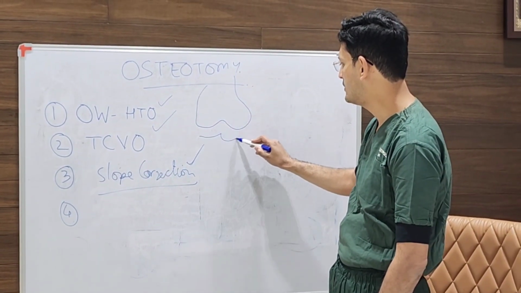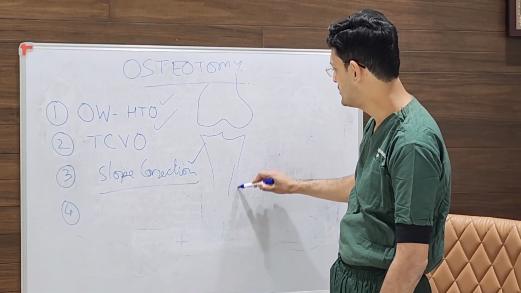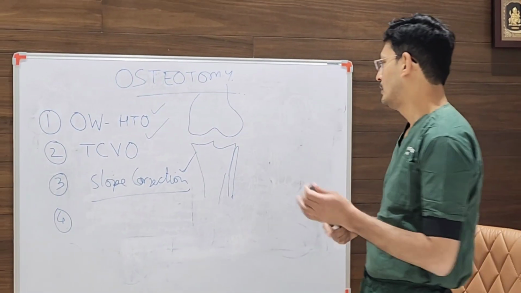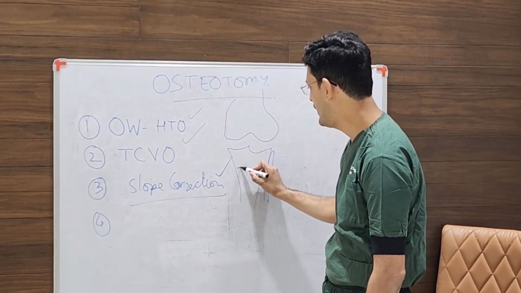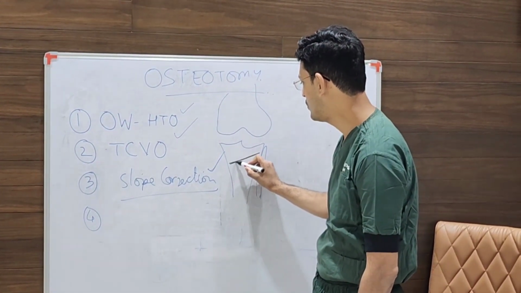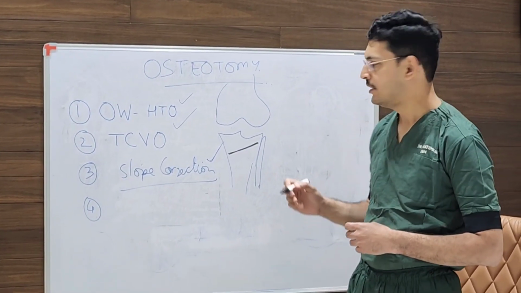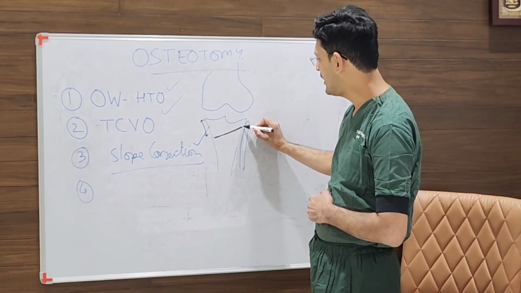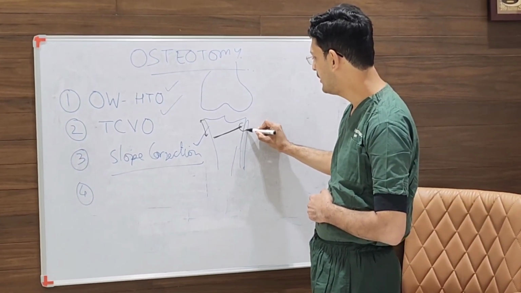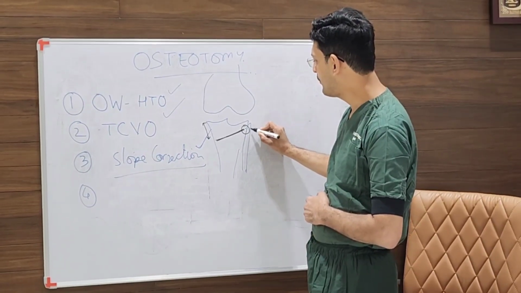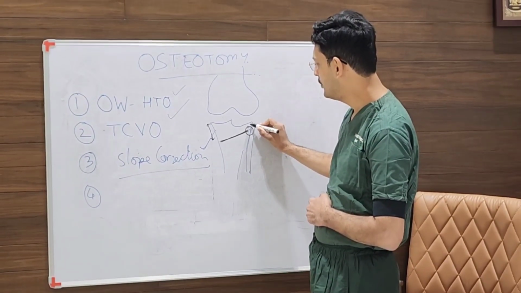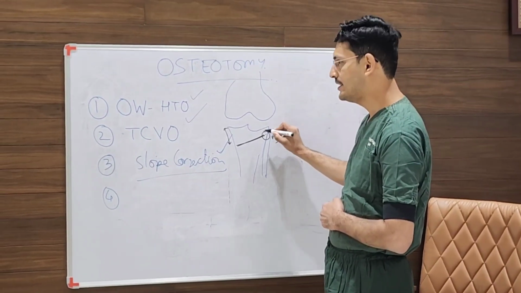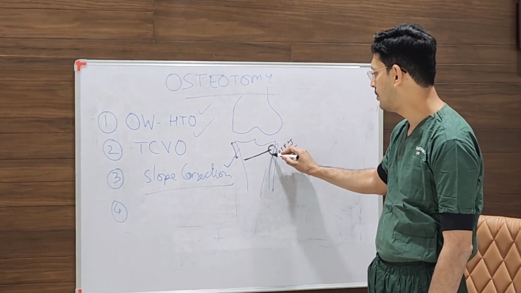So if this is your tibia and this is the fibula, you need to see the osteotomy level. The first osteotomy is usually made at this level. This is called a high tibial osteotomy. This distance is usually 4 to 5 centimeters, and we are aiming at a hinge point medial to the proximal tibiofibular joint. Okay, proximal tibiofibular joint. So this is the hinge point of the osteotomy.